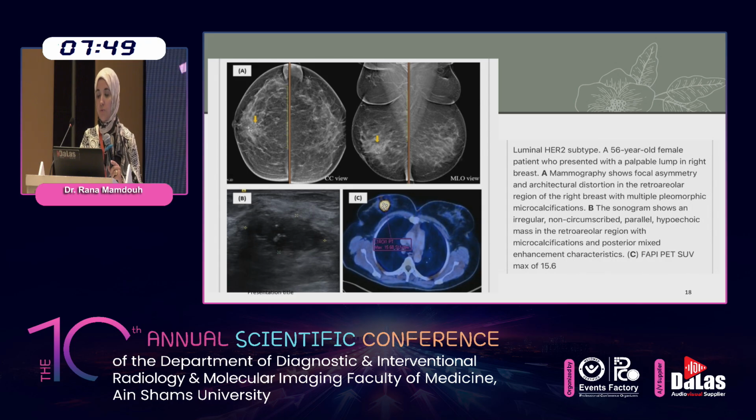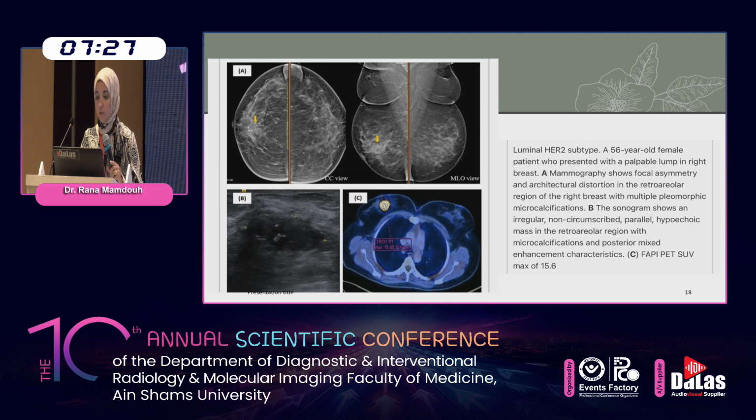Example of HER2 subtype with a mammogram. It shows a focal asymmetry and architectural distortion, and we can't find a mass, but there are the characteristic multiple polymorphic microcalcifications. This is the most characteristic feature of HER2 subtypes in mammography.